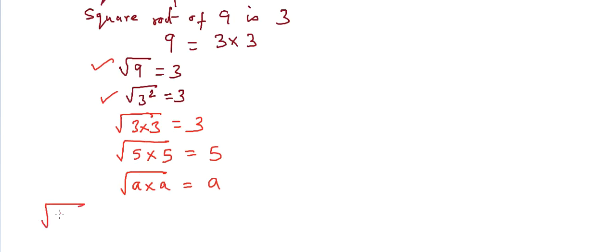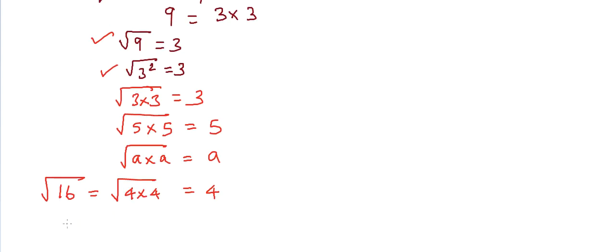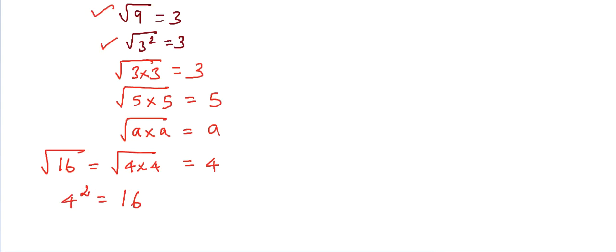So how to find square root of 16? 16 can be written as 4 into 4. So therefore, square root of 16 is 4. And if square root of 16 is 4, square of 4 is 16. Square of 4, you write it as 4 and power 2. So 4 square is 16. So this is the basics, square and square roots.